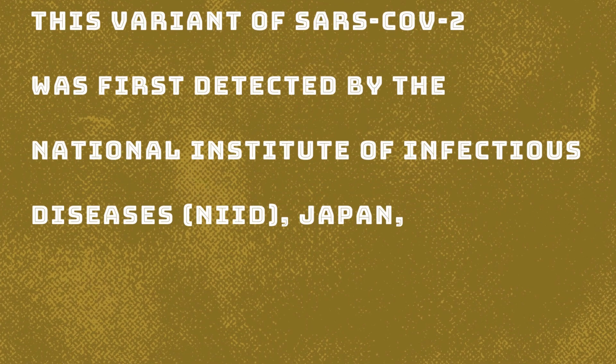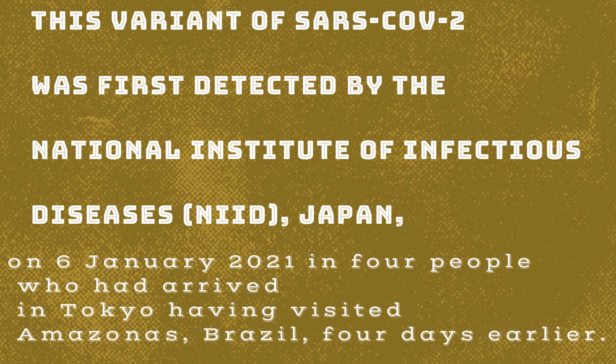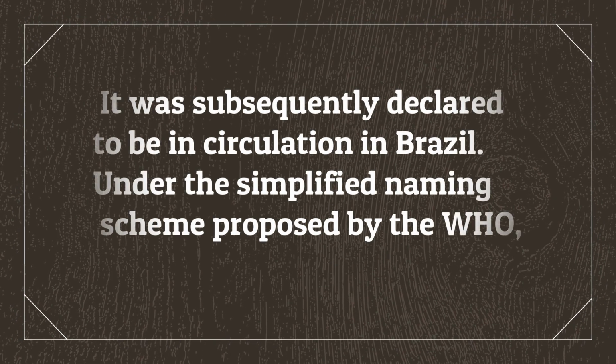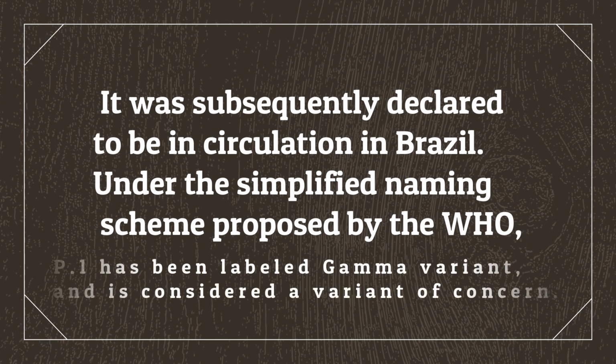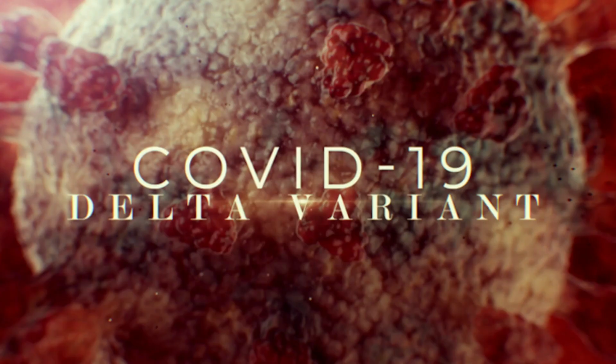This variant of SARS-CoV-2 was first detected by the National Institute of Infectious Diseases (NIID), Japan, on 6 January 2021 in 4 people who arrived in Tokyo having visited Amazonas, Brazil 4 days earlier. It was subsequently declared to be in circulation in Brazil. Under the simplified naming scheme proposed by WHO, P1 has been labeled Gamma variant and is considered a variant of concern.